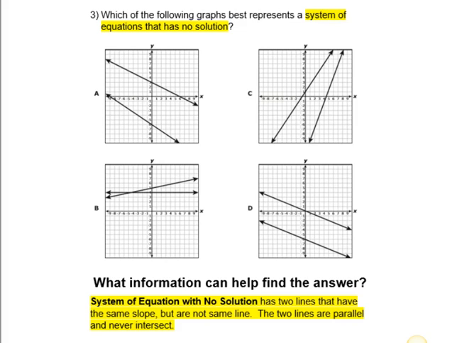It means a system that has a graph that has two lines that have the same slope but are not the same lines. The two lines are parallel and they never intersect. Okay, so number one, we know the two lines have the same slope, but they're not the same line, which means they're not right on top of each other. It looks like two lines as opposed to one line. Okay, and also the two lines are parallel, they never intersect.